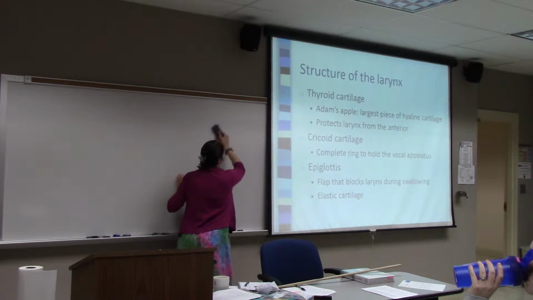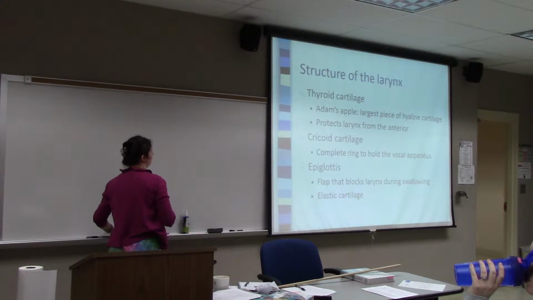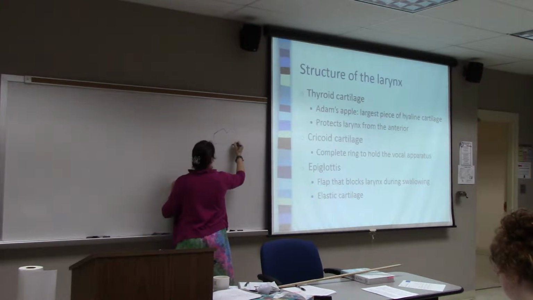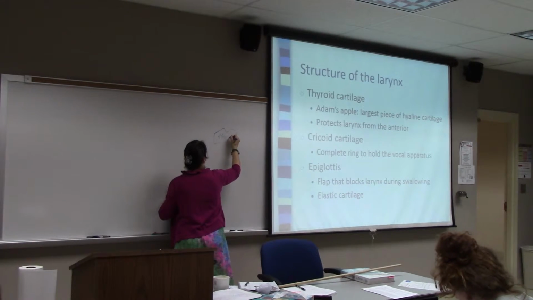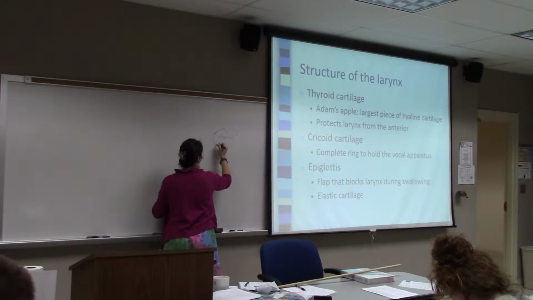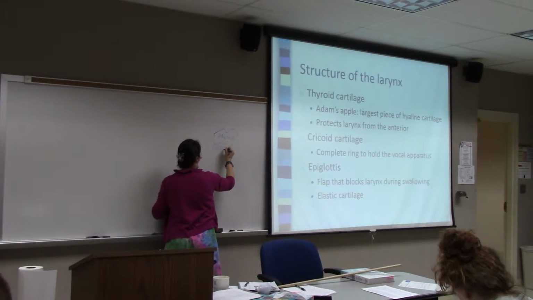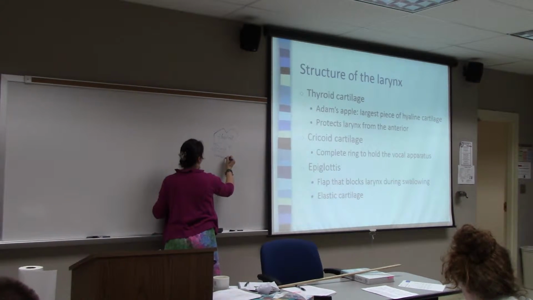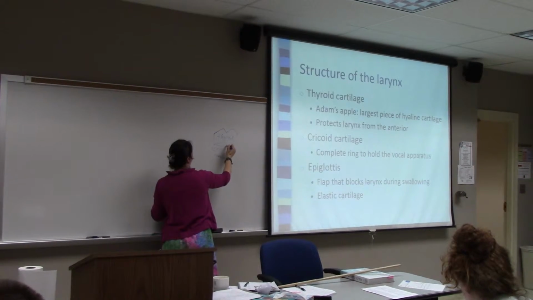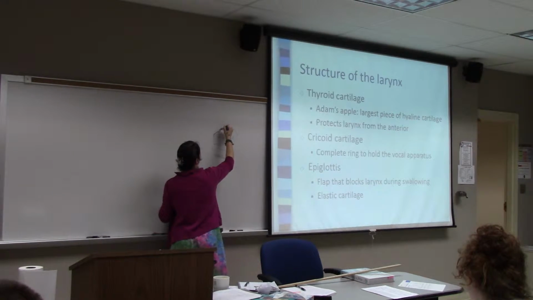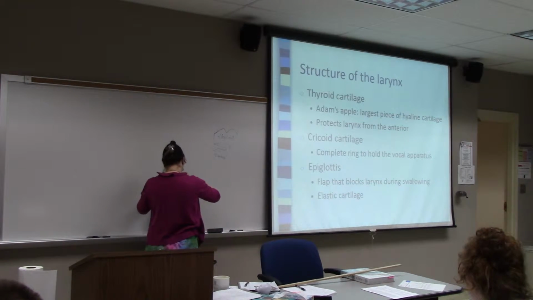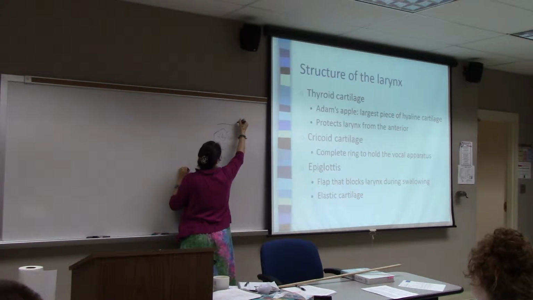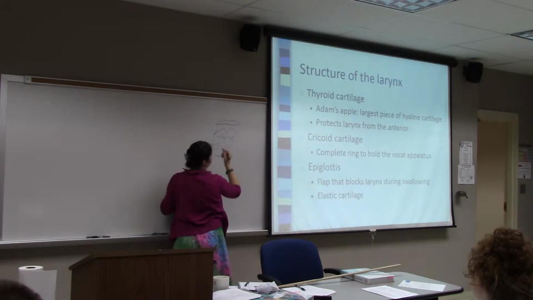There are three major pieces of cartilage that make up the larynx. From the front, they look like this. You've got the thyroid cartilage, cricoid. After that is the trachea. They're held together by ligaments. There's also ligaments that go up from the thyroid cartilage and connect to, anybody remember the name of the bone that's in your larynx? Yeah.